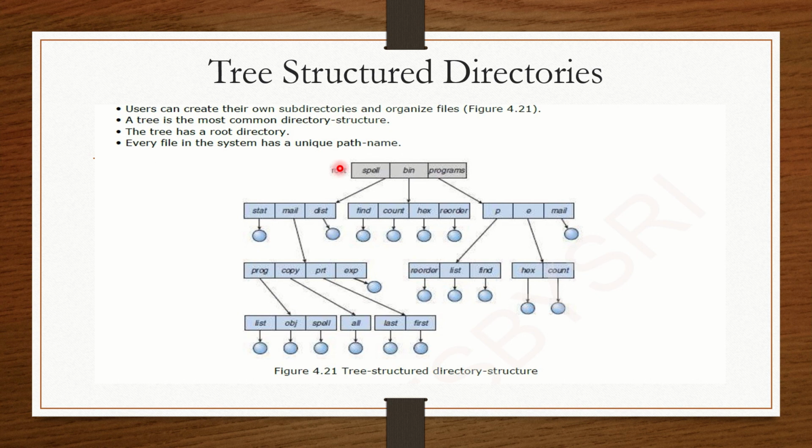The tree has a root directory, and every file in the system has a unique path name. Whichever subdirectory you store your files in, there will be a unique path name. For example, if you have to find some file in the list directory, what will be the path? See, programs, inside the programs the P folder, inside that the list, and the file stored inside that list. So it has a unique path name.